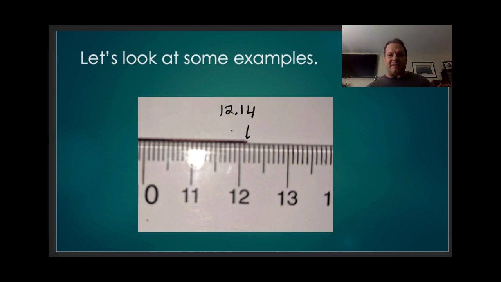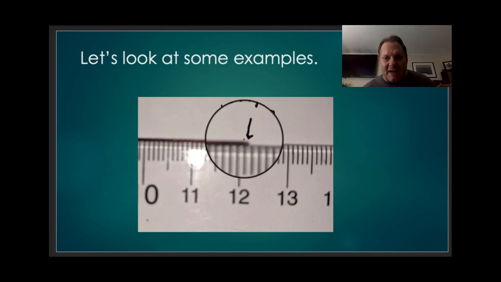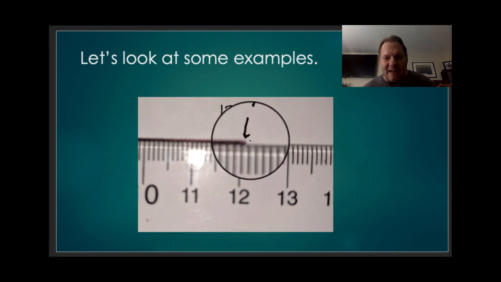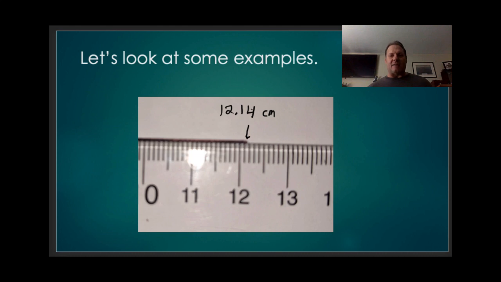12.14 centimeters. Now, am I sure about the 12? Yes, I'm absolutely sure about the 12. Am I sure about the 1? Yes, I can see it's definitely past that little 1 line, and it's not quite to the 2. Am I sure about the 4? No, that might not be true. So 12.14 seems like a pretty good guess for this guy.